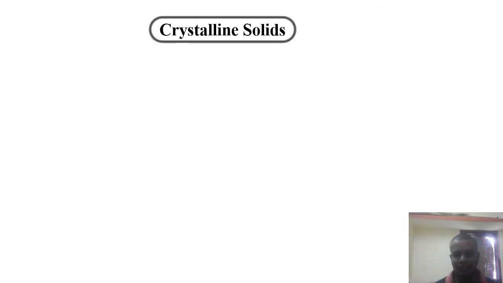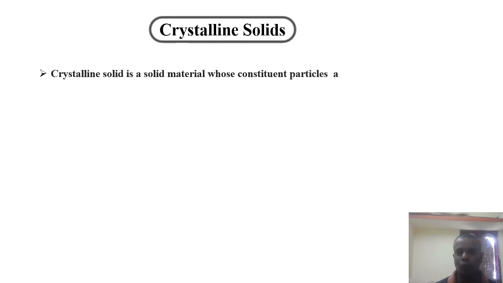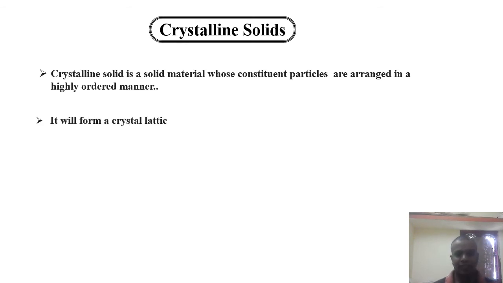The first type of solid is the crystalline solid. What is a crystalline solid? We can ask that question. A crystalline solid is a solid material whose constituent particles are arranged in a highly ordered manner. That means if you look at the atomic arrangement, it is perfectly ordered. That we can call a crystalline solid. Then it will form a crystal lattice that extends in all directions.